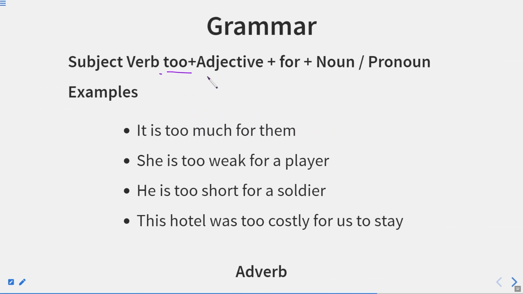Subject plus verb plus too, adjective, for plus noun plus pronoun. Now we can also use for with this too structure. How? It is too much for them. She's too weak for a player. It means she is so weak that she cannot be a player. He is too short for a soldier. He is so short that he cannot be a soldier. This hotel was too costly for us to stay. It means this hotel is very expensive and we cannot afford it.